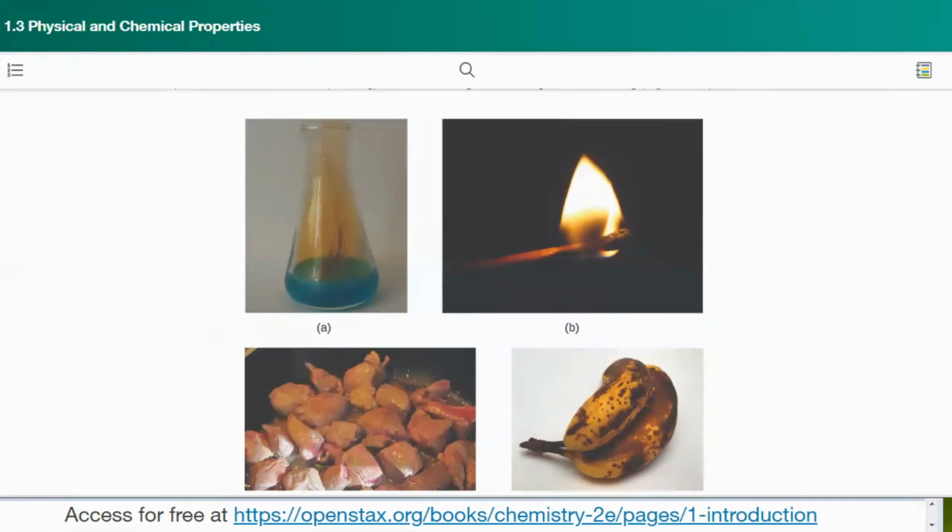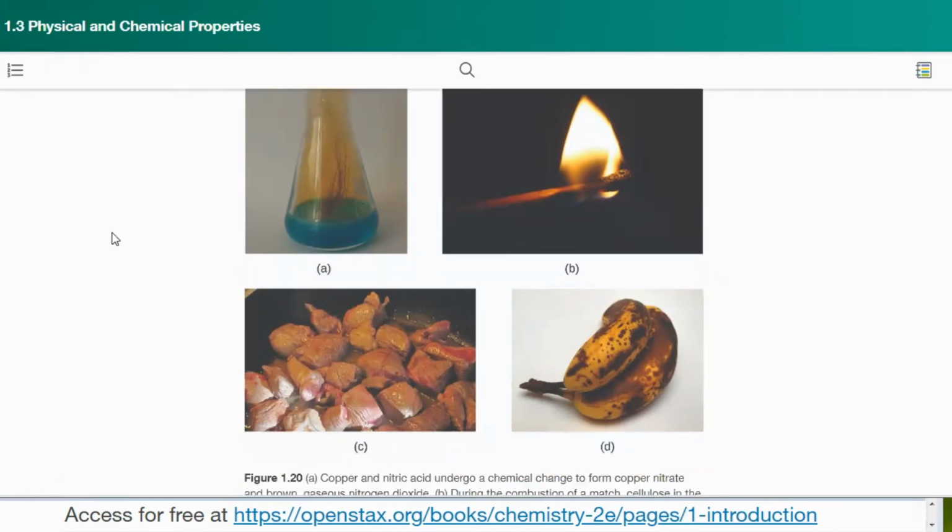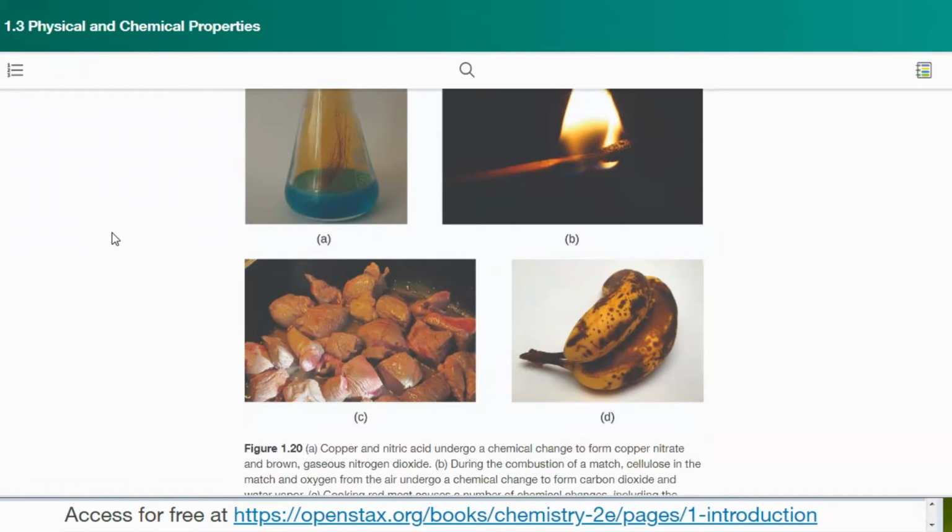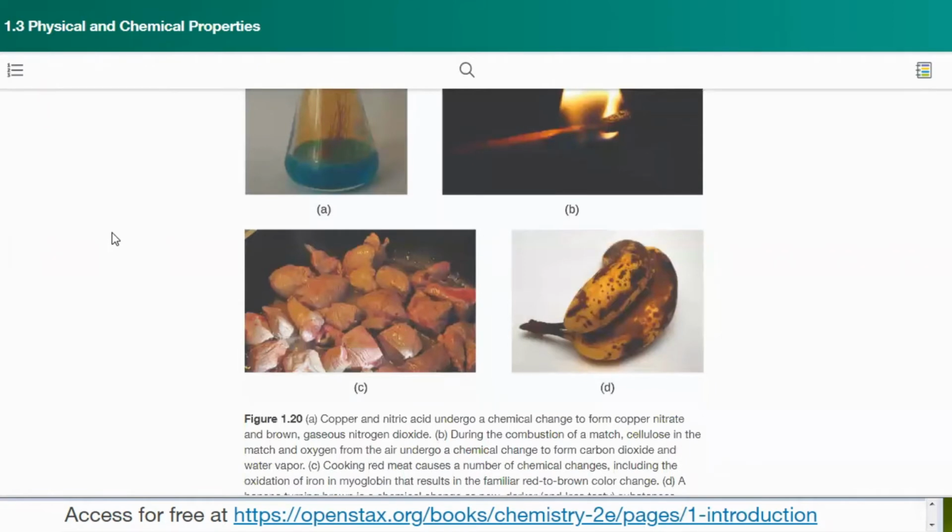Okay, so it looks like in this flask we have copper wires here, and I guess the blue substance is nitric acid, and then we see the brown gas, the gaseous nitrogen dioxide. And then in panel B, during the combustion of a match, cellulose in the match and oxygen from the air undergo a chemical change to form carbon dioxide and water vapor.